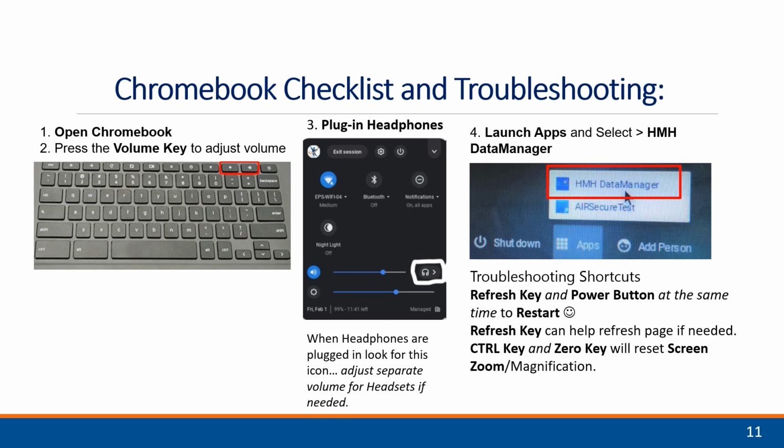Chromebook checklist and troubleshooting. Here are some tips regarding troubleshooting student Chromebooks. When you open up a Chromebook, press the volume key to adjust the volume. Then plug in the student's headphones. When the headphones are plugged in, look for the headphones icon and adjust the volume if needed. To open up Data Manager on a student's Chromebook, click the Apps button and select HMH Data Manager. After selecting HMH Data Manager, a sign-in screen will appear on the student's Chromebook screen.